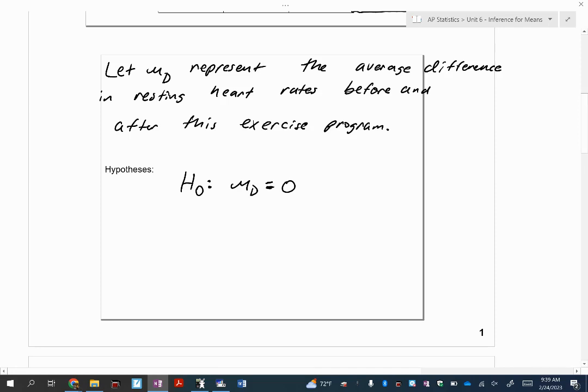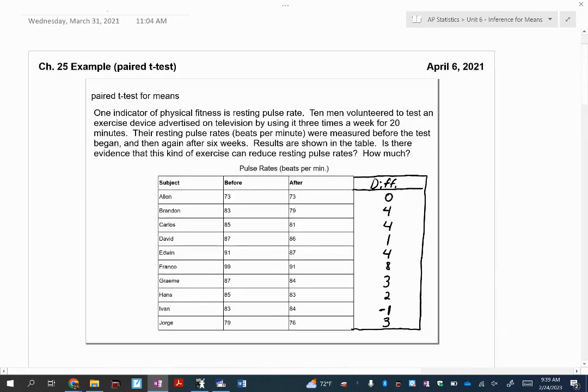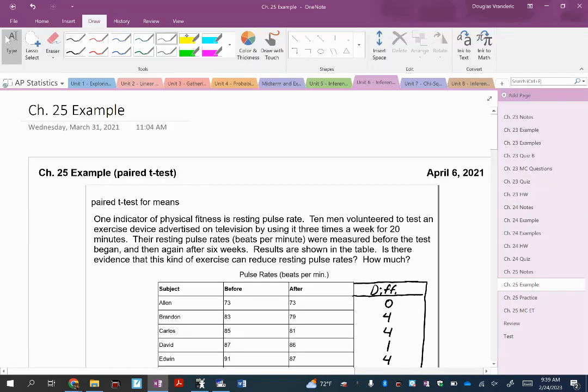Okay, now this one can be a little trickier. Right, we know we're going to copy down mu sub d, copy down 0. I've got 3 choices: not equal to, less than, greater than. Let's go to the problem. All right, let's highlight the problem.